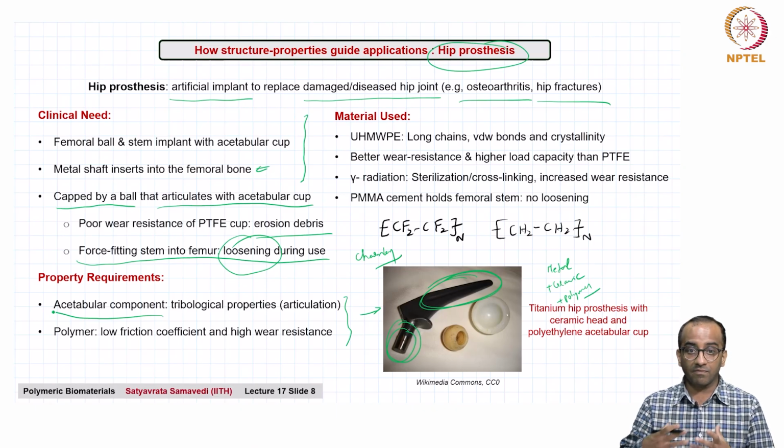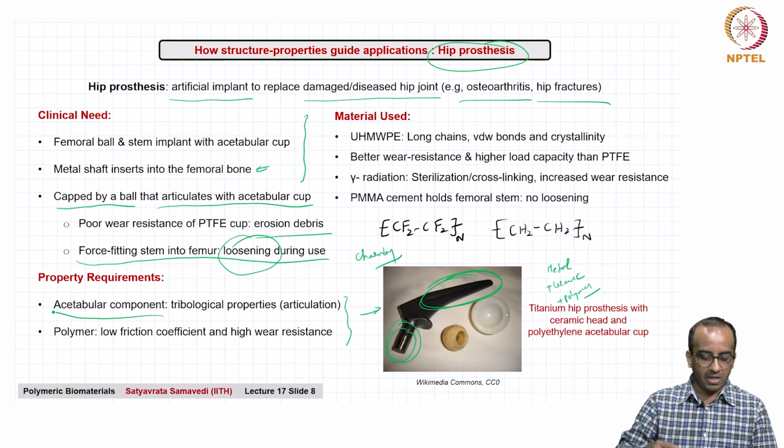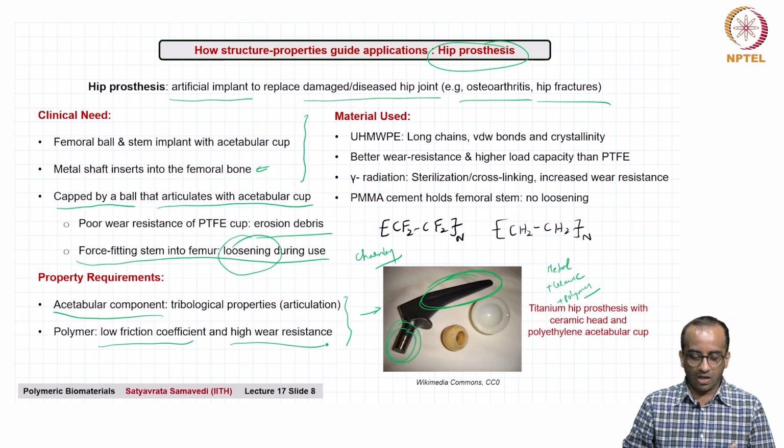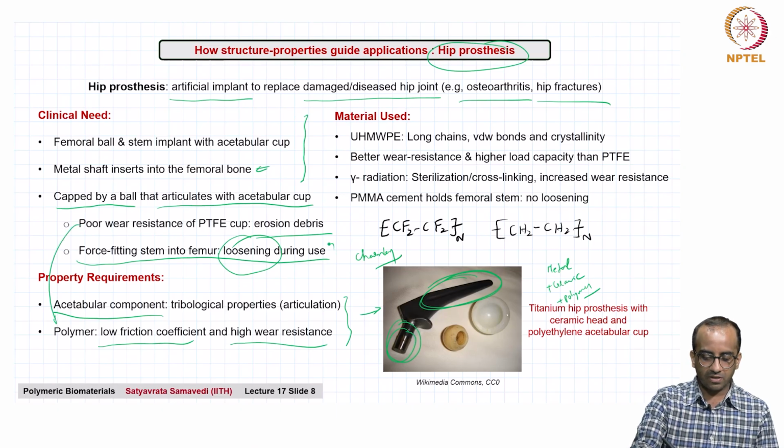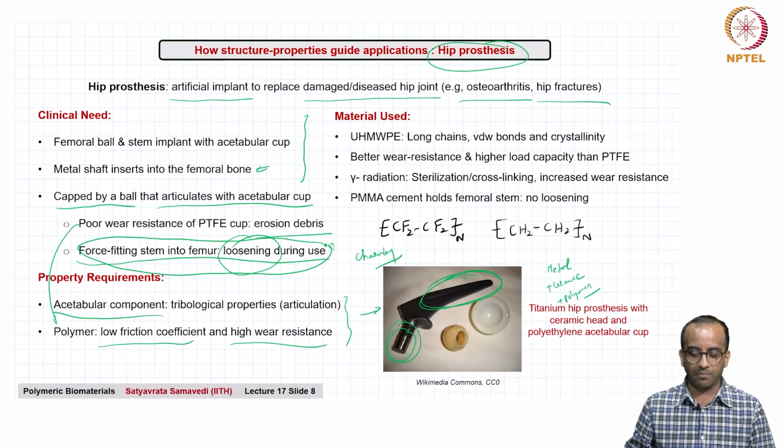So, you should not have very poor wear resistance, that is not going to help. You also can't have a very, very high friction coefficient, that is also not going to help. So you want a low friction coefficient and high wear resistance. Of course, that solves only this problem. Charnley also wanted a solution for the loosening of the stem.